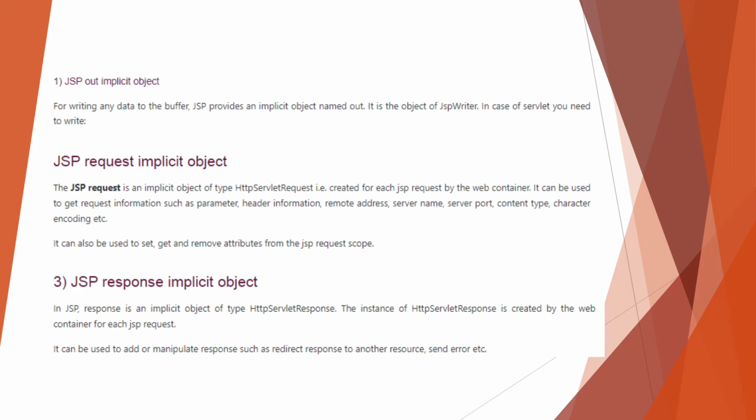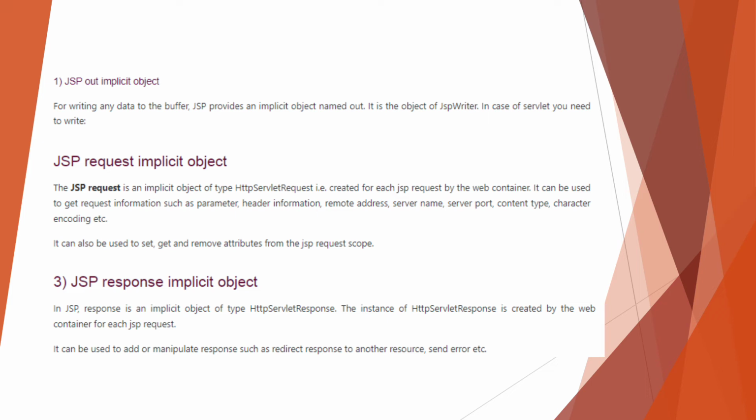Okay, now we will talk about the JSP response implicit object. In JSP, response is an implicit object of HTTP servlet response. Request was the object type of what? Servlet request. And now the response implicit object is the type of servlet response. The instance of HTTP servlet response is created by the web container for each JSP request. For one request of mine, my response will be created, and it has been done by the implicit object. So this is the HTTP servlet response associated with the response to the client.